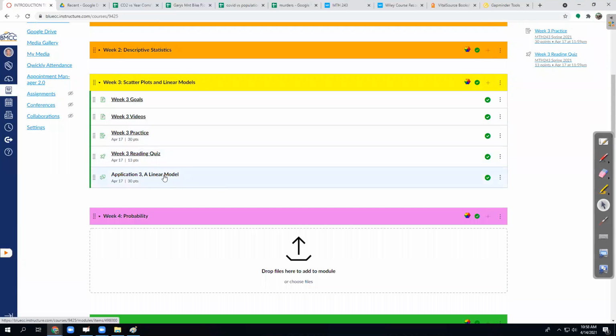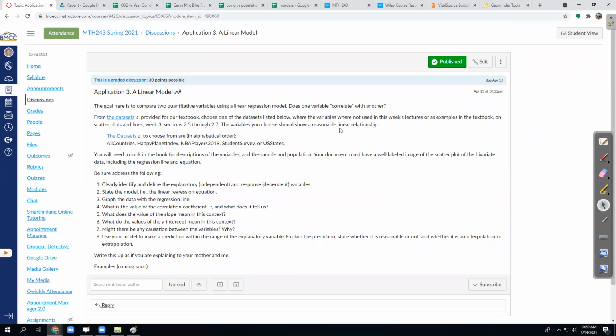And then the application for this week, I'll explain that real quick here, is for you to pick a data set and then look for a linear trend. And if there is one, then draw the graphs and tell me about, hey, what's the slope mean? What's the correlation coefficient tell us? The thing is, you have to pick the data. So I narrowed it down just a little bit for you.